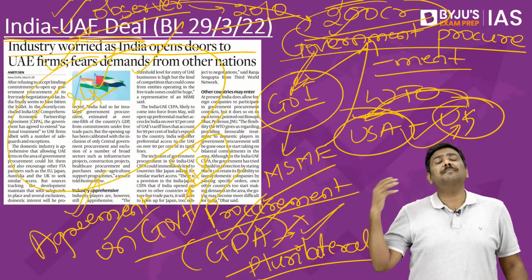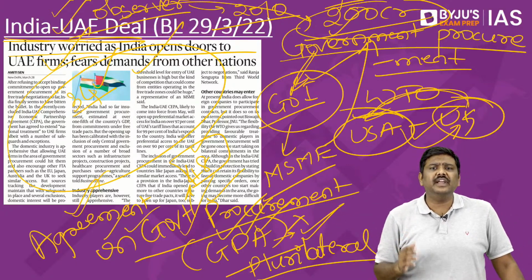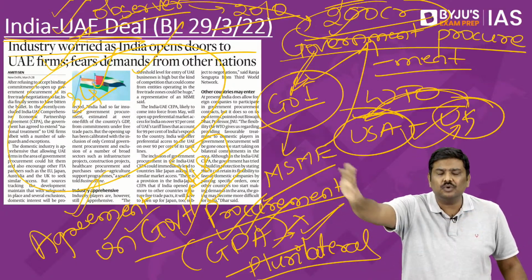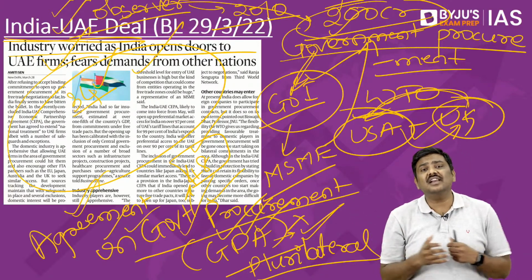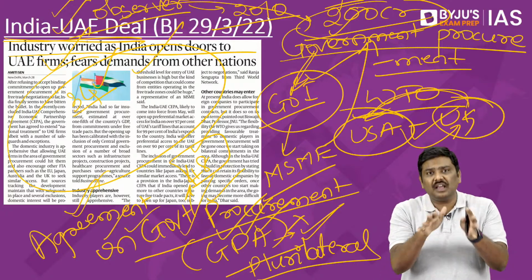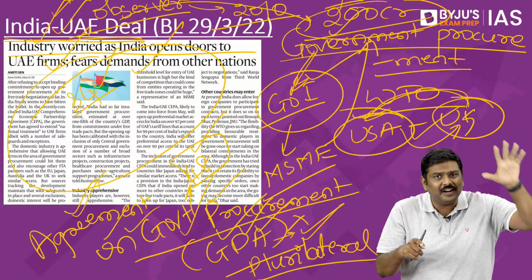Sir, what about central public sector enterprises? What about other agencies of the government of India? Will they be covered under this? Absolutely no. Right? So that is what is being discussed. What is the concern related to this? For the first time ever, the government of India has opened up government procurement to a foreign company.